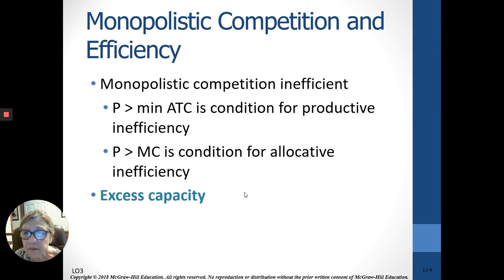So we see that monopolistic competitors are not perfectly efficient producers because the price is greater than minimum average total cost. It would be equal to average total cost if it's productively efficient. Of course, the perfect competitor is the only one that is. Price is greater than marginal cost, so it is not perfectly allocatively efficient either.